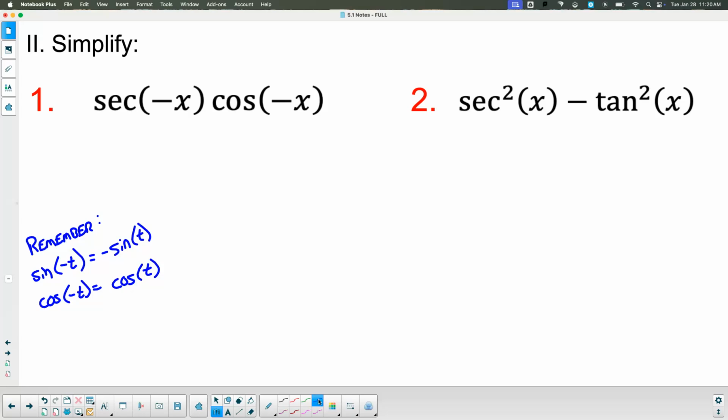Which means tangent would be opposite then. Since they're both not opposite, it's tangent's opposite then. Okay? Those apply to cosecant, secant, and cotangent also. Okay?